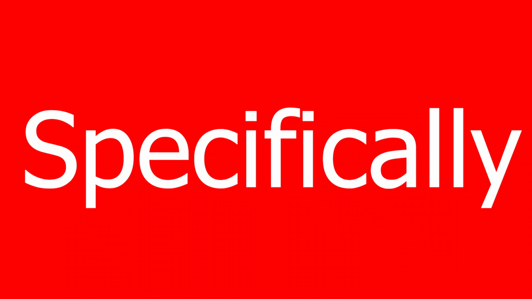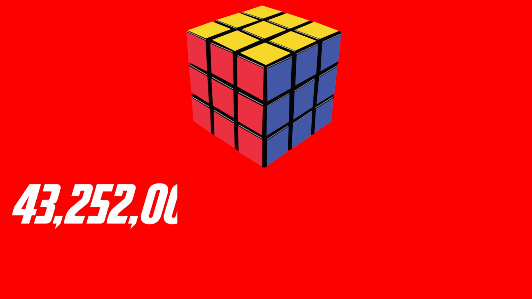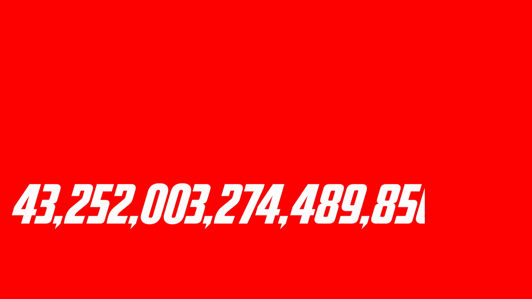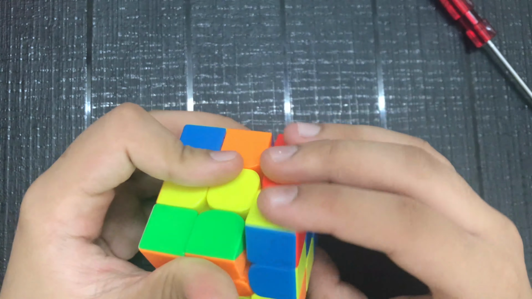So yes, you read the title right. Today we are going to talk about math, specifically permutations. Let's start. We all know that a Rubik's Cube has 43 quintillion, 252 quadrillion, 3 trillion, 274 billion, 489 million, 856,000 possible permutations. But that is only when you do pure turns.